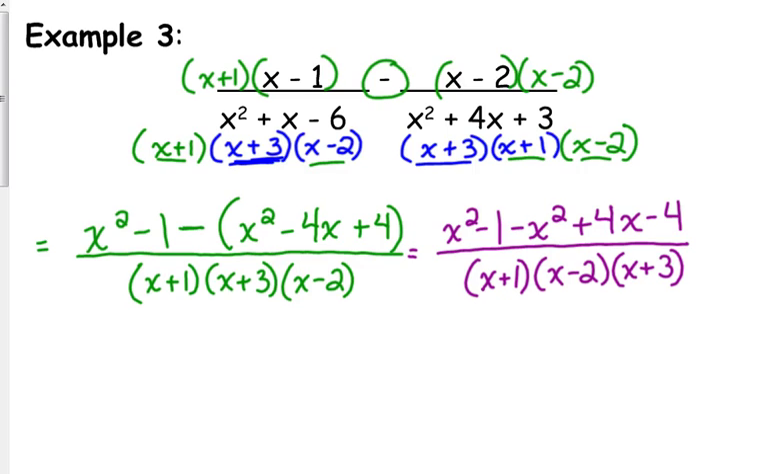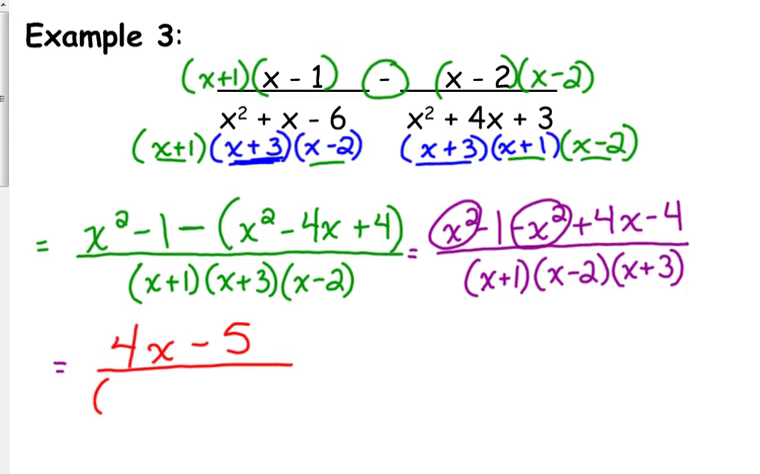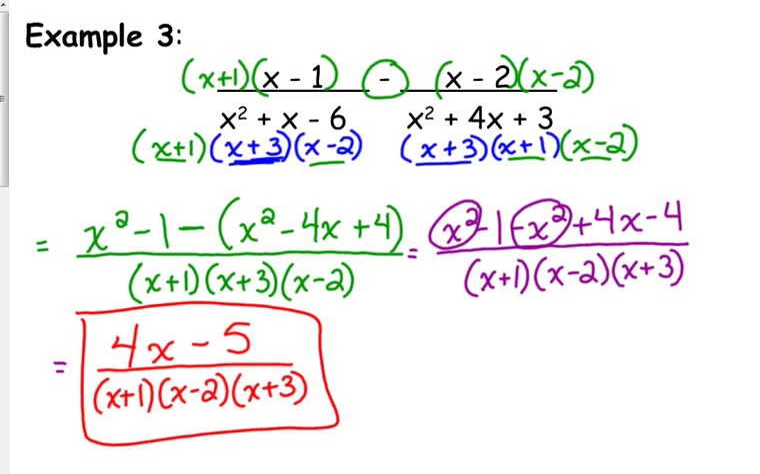Alrighty, so let's combine like terms. I've got x squared minus x squared. Those go away. Nothing to go with my 4x. And negative 1 minus 4 is negative 5. x plus 1, x minus 2, x plus 3 in my denominator. And we're finished. 4x minus 5 doesn't factor. It has nothing in common with the denominator.